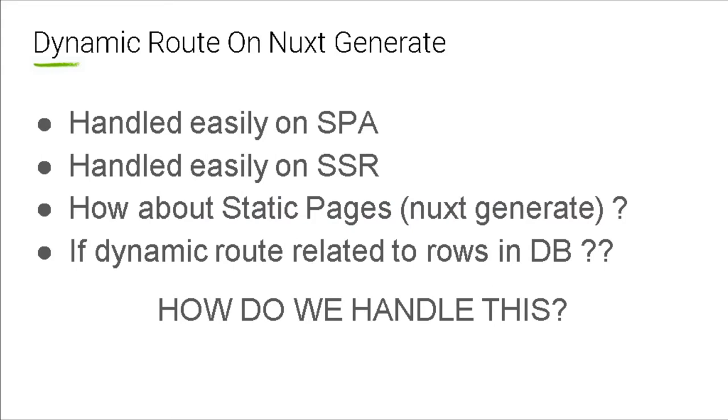Now, this dynamic routing on the single page application, it is easily handled. So it's SSR. How about static pages? How do we do it? Because these static pages are all pre-generated, and if you want to generate for every dynamic route, for every dynamic piece of data which may be in the database and it can change, you have a problem. So there are a few ways. It's not perfect, but it can be handled.